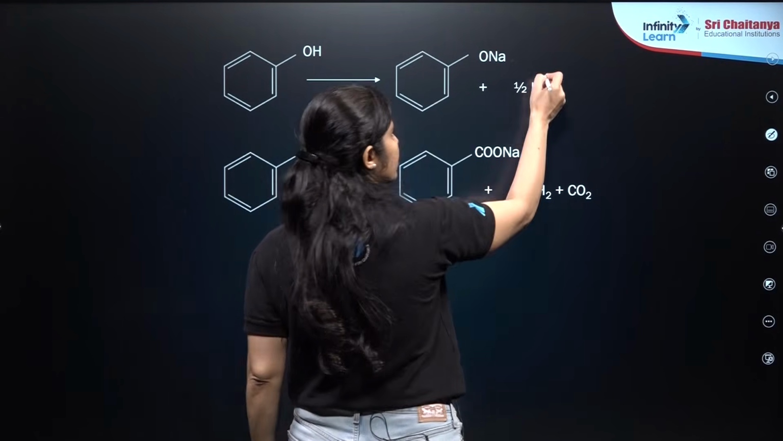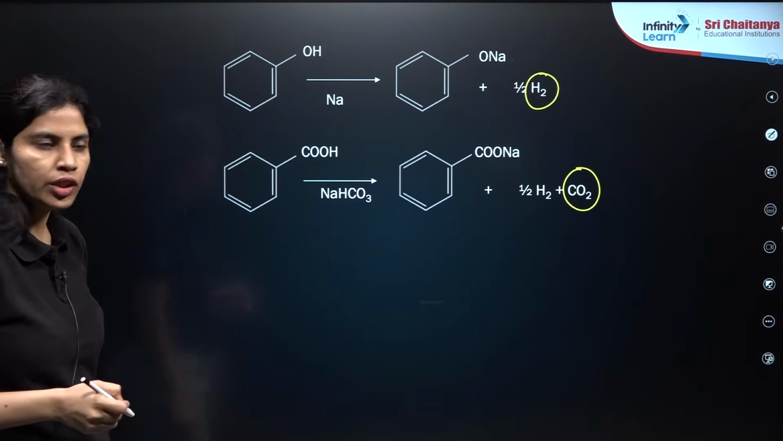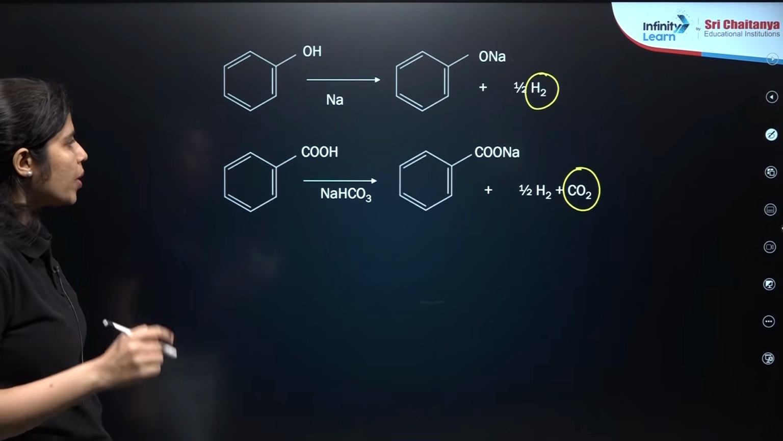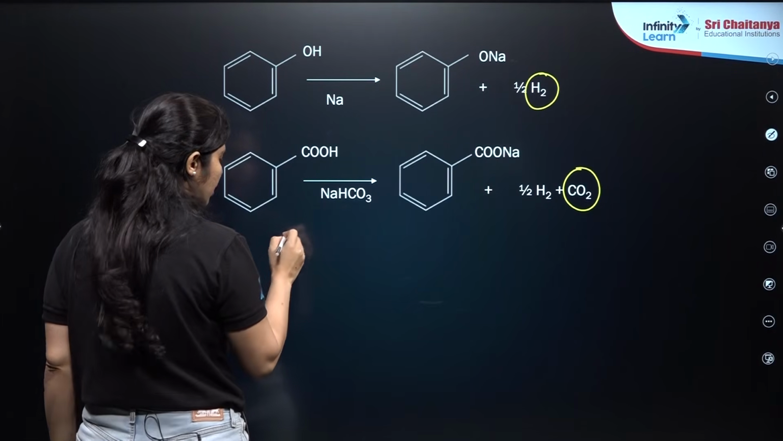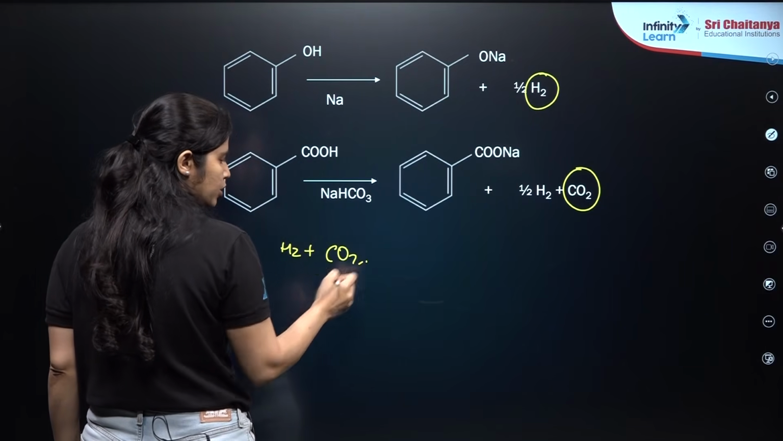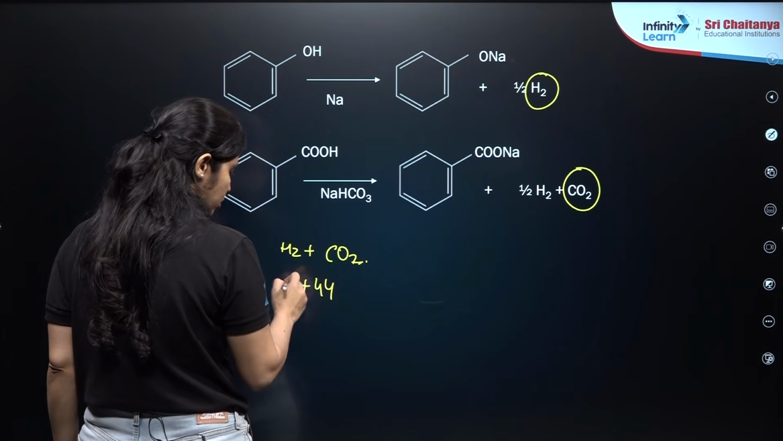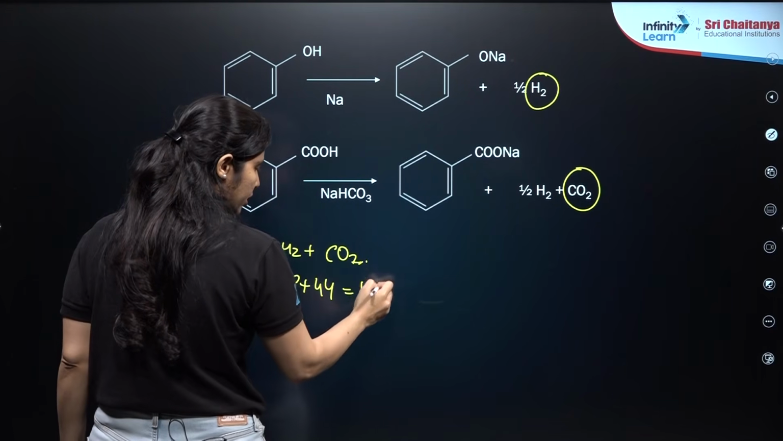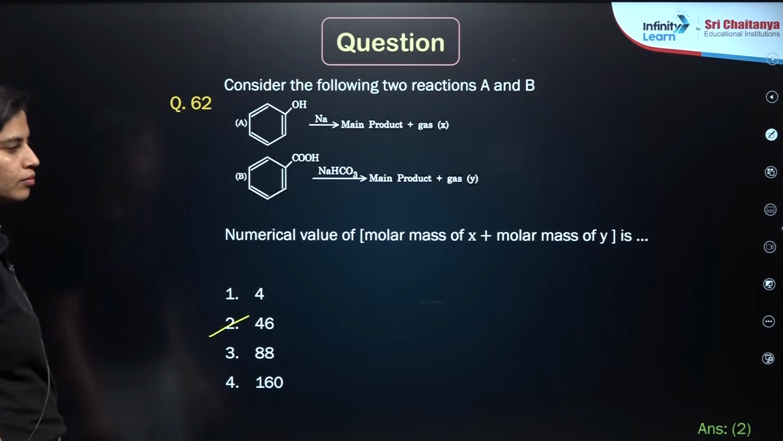Hydrogen is the gas that we are talking about, and over here we are talking about carbon dioxide that is being released out. Okay, these are the two gases. When these gases are released, what is the molar mass of H2? Molar mass of H2 plus molar mass of carbon dioxide is what they want to calculate. So it is going to be 2 plus 44, right? It will give you 46. So the correct answer should be 46.